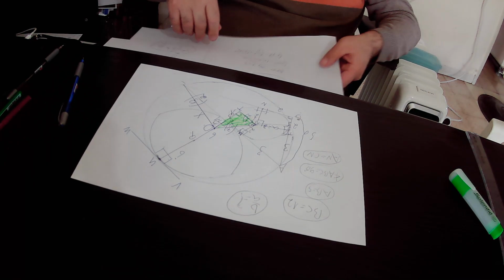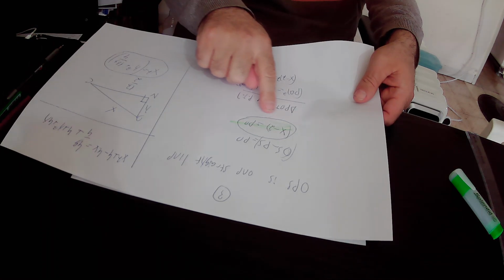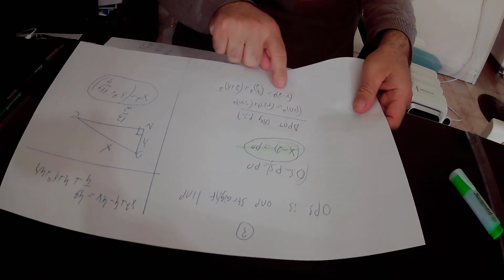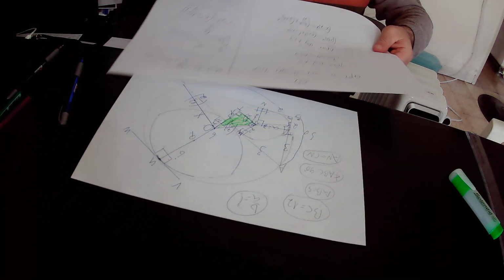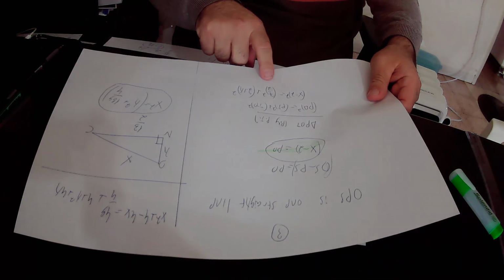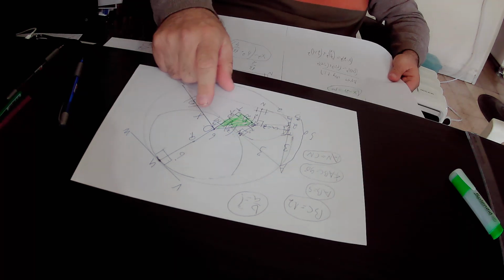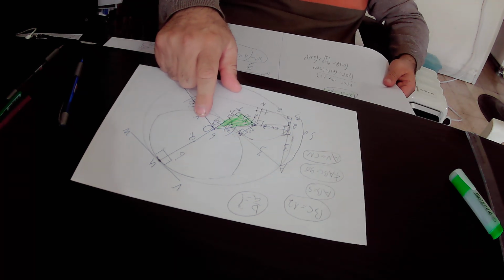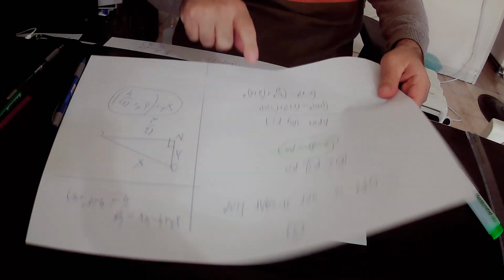PO, we have already found out that PO is x over 2, therefore PO square is (x over 2) square, and it is equal to PT square. PT is 7 over 2, therefore PT square is (7 over 2) square, plus TO square. TO is h plus 2, therefore TO square is (h plus 2) square.